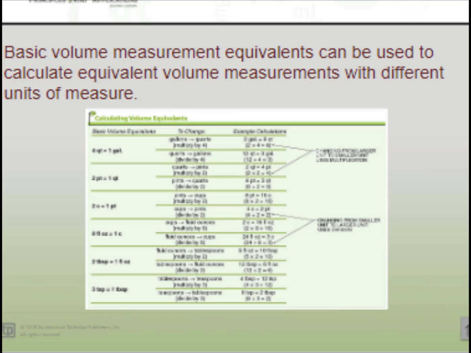Using the basic volume equivalents, it is easy to change a measurement with one unit of measure to an equivalent measurement with a different unit of measure by following these two rules. To change from a larger to a smaller unit of measure, multiply the number of the original measurement by the number of smaller units that make up the larger unit. To change from a smaller to a larger unit, divide the number in the original measurement by the number of smaller units that make up the larger unit.